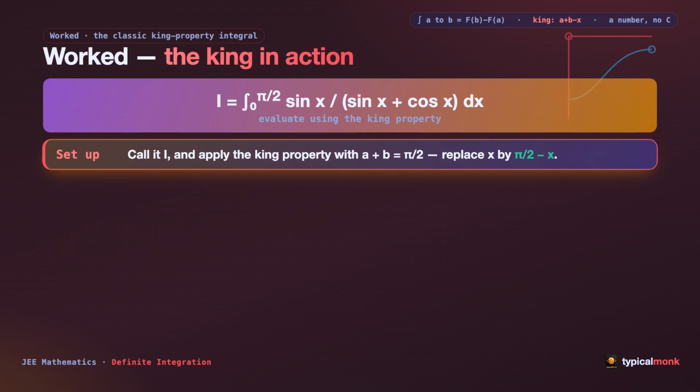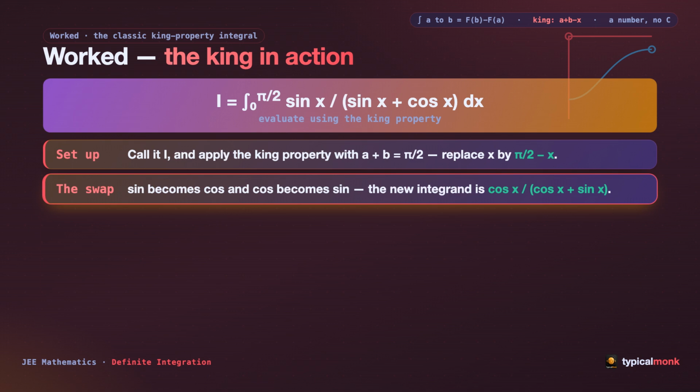Let us watch the king collapse the classic. I equals the integral from 0 to pi by 2 of sine x over sine x plus cosine x dx. Set up: call it I and apply the king property with a plus b equal to pi by 2. So replace x by pi by 2 minus x.